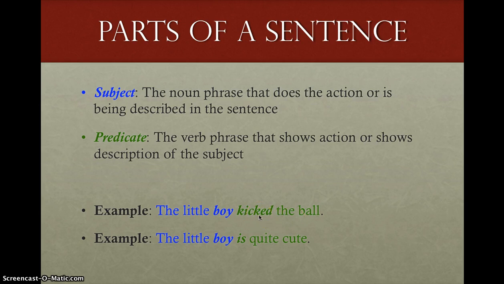Okay, now let's look at an example where a noun phrase is being described. Here's your example. The little boy is quite cute. Little boy is still our subject. Is is our linking verb. Hopefully you remember that. And we could say it equals. The little boy equals quite cute. He is being described. Okay, hopefully that is all just a review for you.